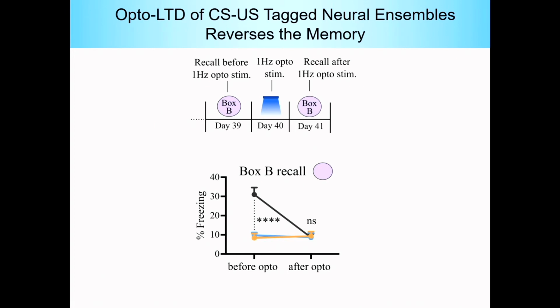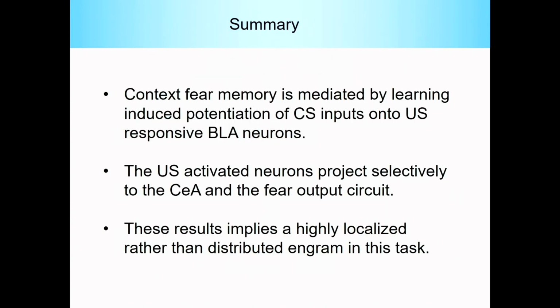We can reverse that fear memory by doing a stimulation protocol that will produce long-term depression. So we can turn it up and down, a natural memory produced artificially by stimulating the CS and US ensembles. Okay, so we think that kind of comes close to reaching criteria 3 for saying that there is an engram in these groups of cells in the BLA.